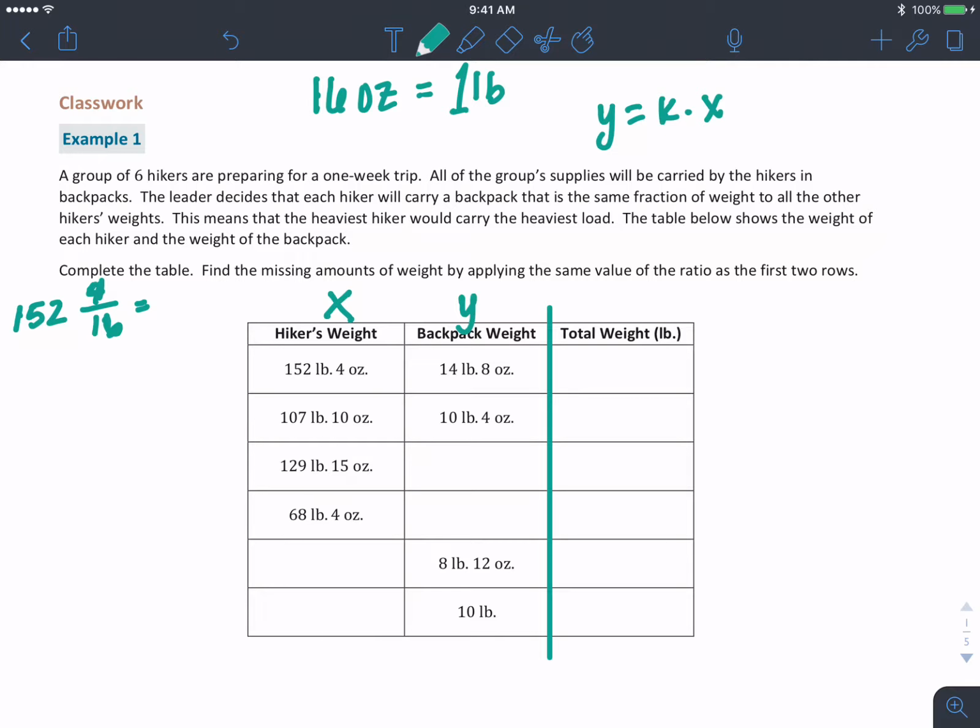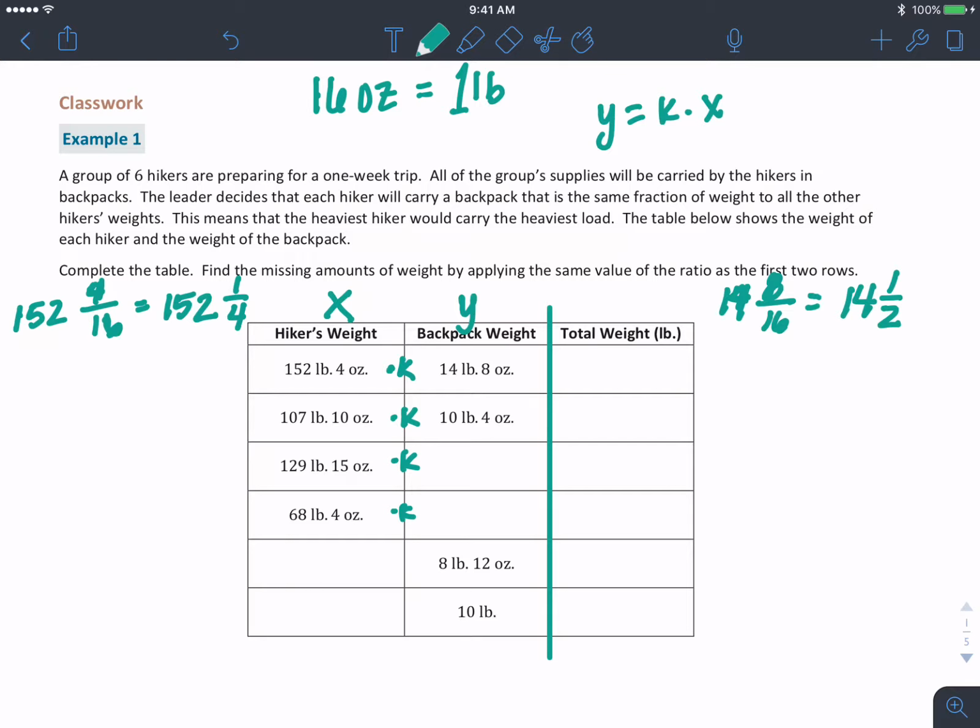And if I reduce this fraction, if I simplify it, I get 152 and 1/4. As far as the 14 pounds and 8 ounces go, I would say 14 and 8 over 16. If I reduce that or simplify it, it's 14 and 1/2 pounds. So just like before, when we find our k value, remember that all of these are going to be multiplied by k to get y. Multiplied by k, multiplied by k. So all we have to do is find our k value, and we should be able to find our missing values.